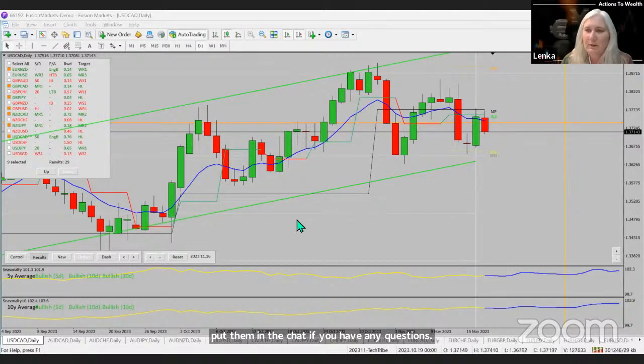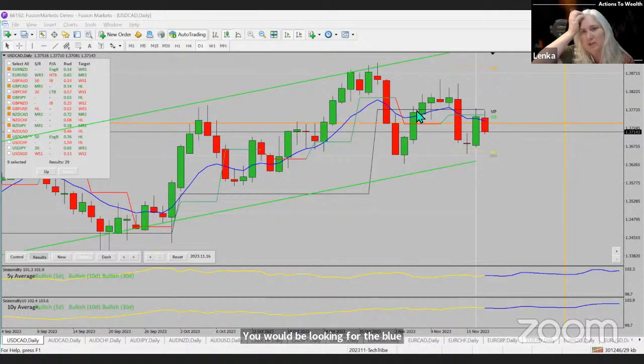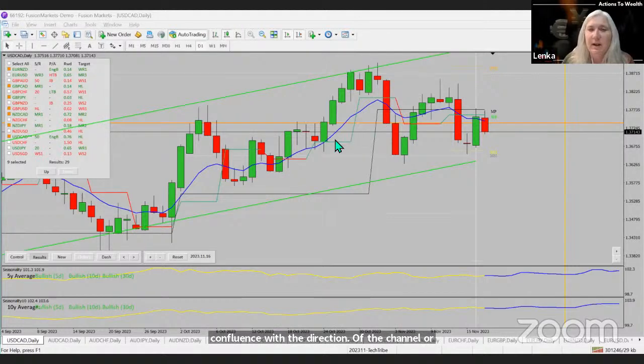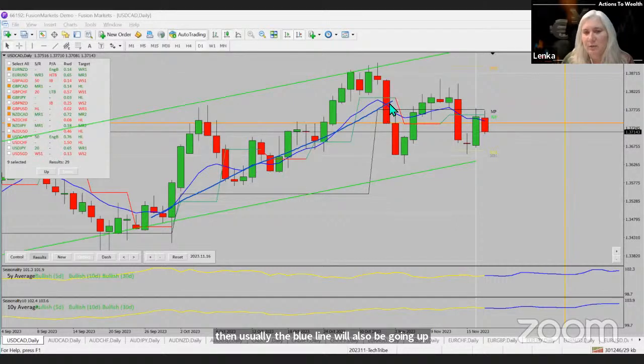Okay, so clarifying the seasonality and the blue line direction. Yeah, definitely with the EMA, which is the blue line, you would be looking for the blue line to be in confluence with the direction of the channel or the direction that you want to trade. So, if the price action is flowing up, then usually the blue line will also be going upwards. When the price action reverses, then you would be looking for short opportunities.